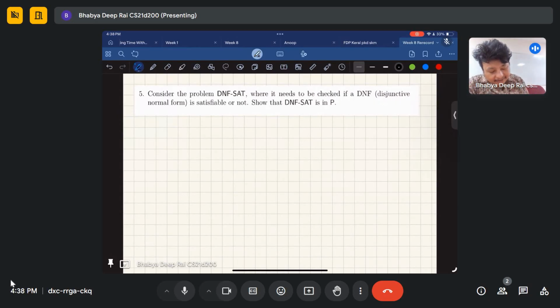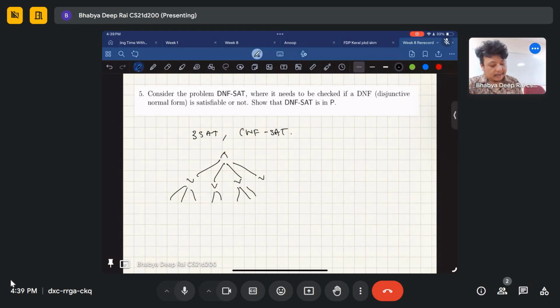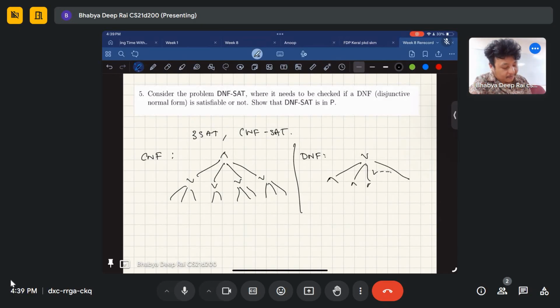Okay, so here's another problem. So far we've only been talking about 3 SAT, say, and CNF SAT. So what is CNF? It is conjunctive normal form, which means the formulas are of this form. This is a CNF. You have a conjunction, that is an AND, on top, and you have disjunctions on the bottom. And DNF? Well, it's the opposite. You have disjunction on top, and you have conjunctions on the bottom.